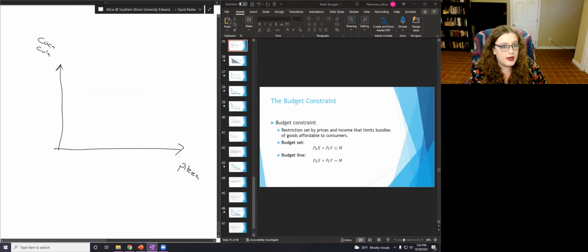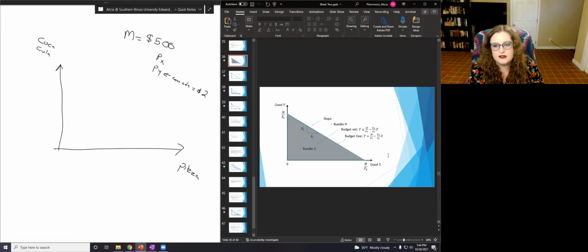Well, first we need a total amount of money. We typically in our notation call this M. Let's say M this time is $500. Wonderful. If we have $500, there's a couple other things that we need. We need PX and PY. PY, Y is whatever is on the vertical axis, so in this one this is the price of Coca-Cola. Let's have this equal to $2. Let's keep our numbers nice and easy.